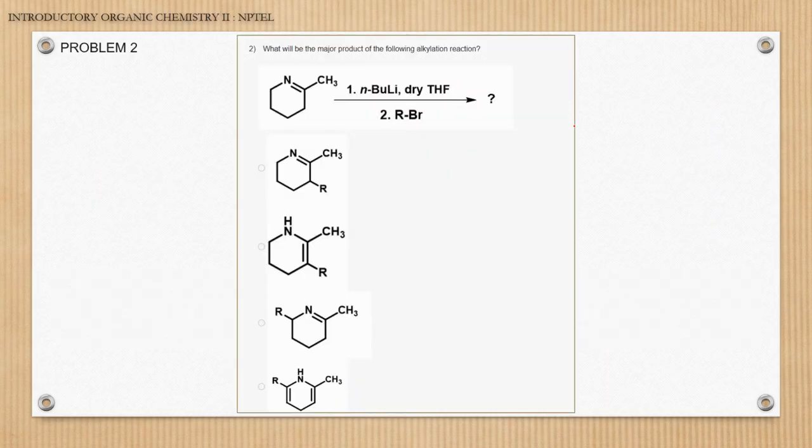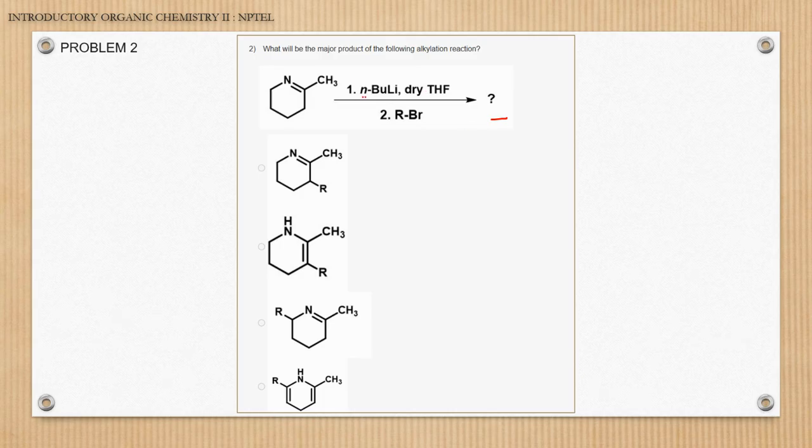In problem number 2, they're asking what will be the major product of the following alkylation reaction. So now you have to find out the product after this first and second step. Here the alkylation reaction is happening, they have mentioned, but you have to find out the product. So one by one we will discuss the steps.